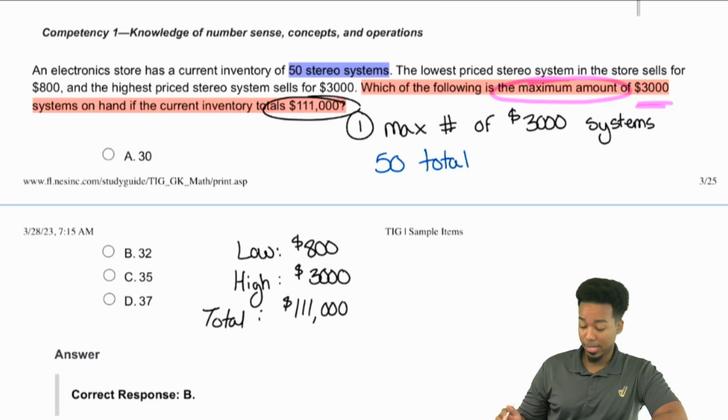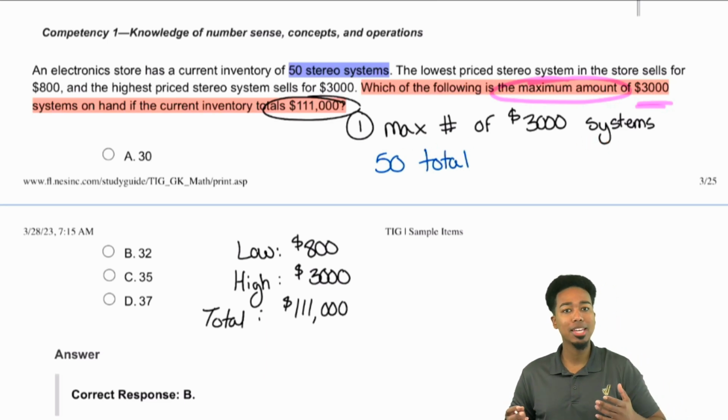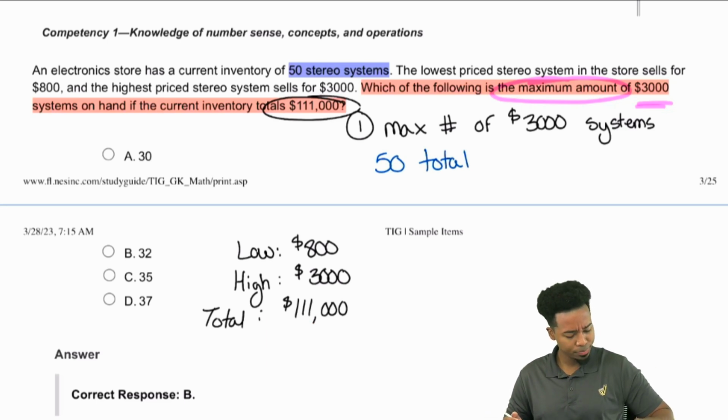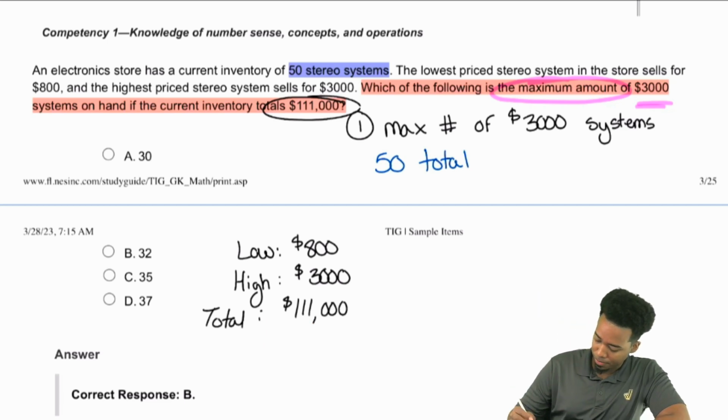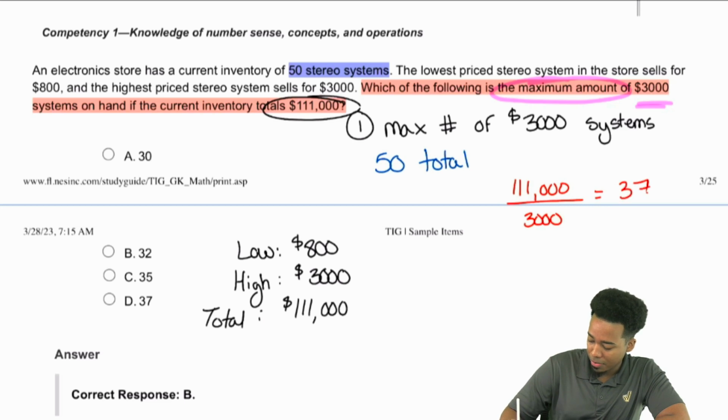Think about it like this. If we want to know the maximum number of $3,000 systems we can have, a lot of people may be tempted to say, hey, just take that $111,000 and divide it by 3,000. Okay, cool. If I take $111,000 and divide it by 3,000, I end up getting 37. So again, $111,000 divided by the $3,000 systems, I get 37 of those.